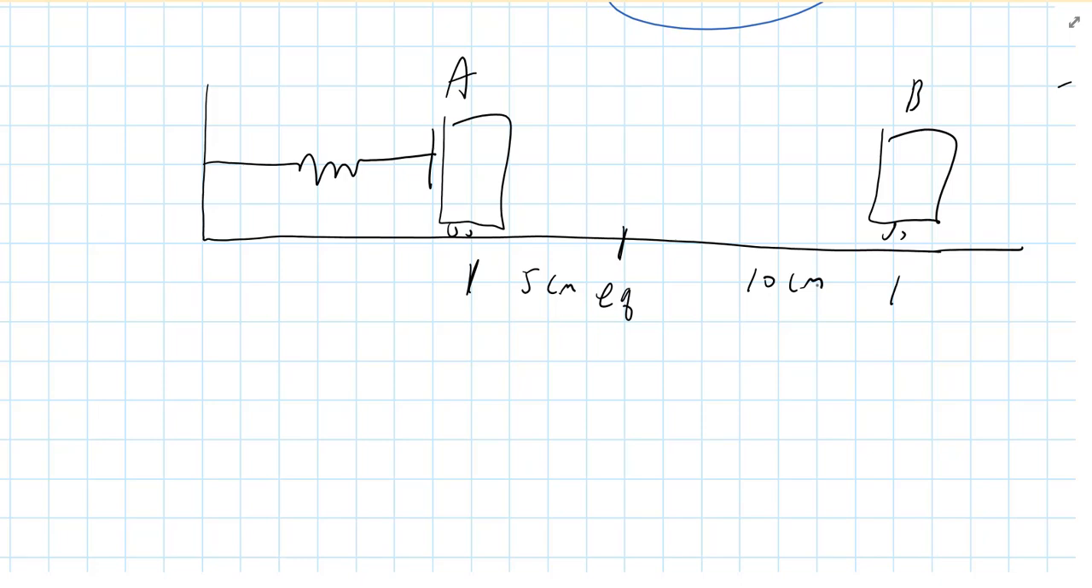So the force in this case is negative kx. That's the force done by the spring. The force done by me would be positive kx.